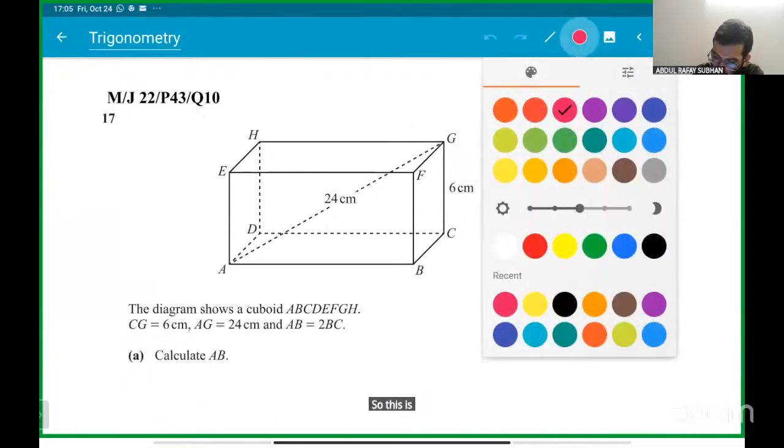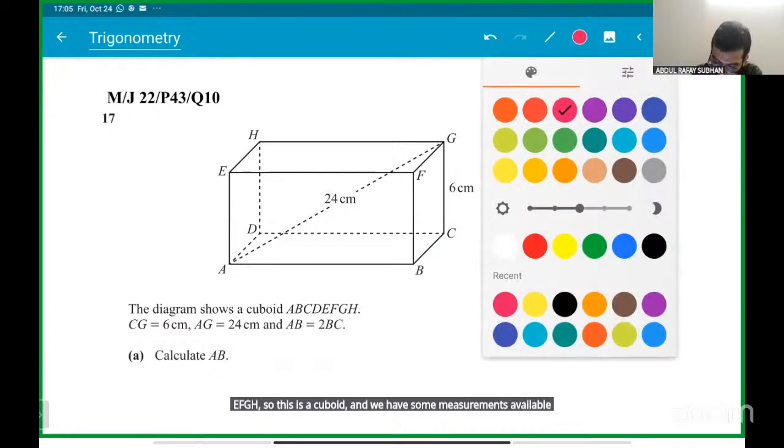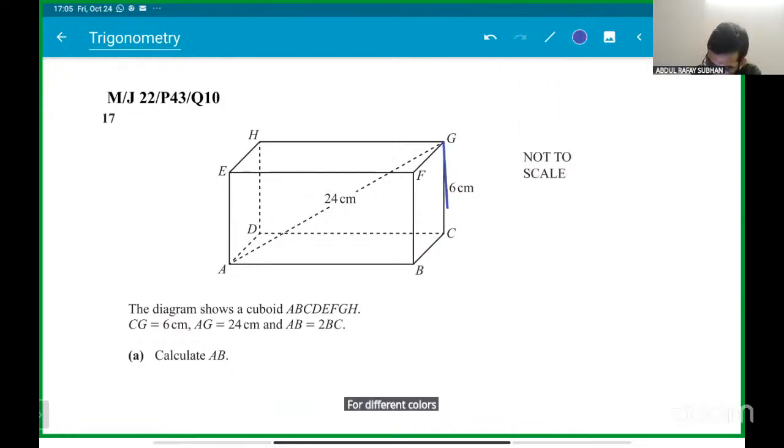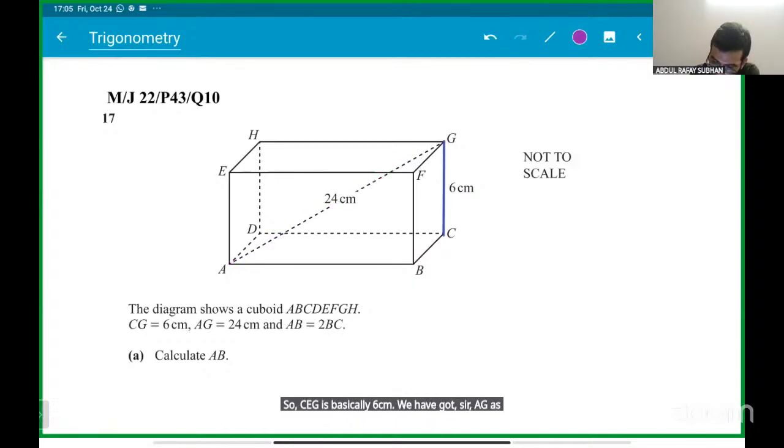So this is the diagram shows a cuboid, just read carefully, a cuboid ABCD, EFGH. So this is a cuboid, and we have some measurements available. Let's mark them with different colors. So we have CG as 6 centimeters. Everyone getting it? So CG is basically 6 centimeters. We have got AG as 24 centimeters, and AB will be equal to 2 times BC.